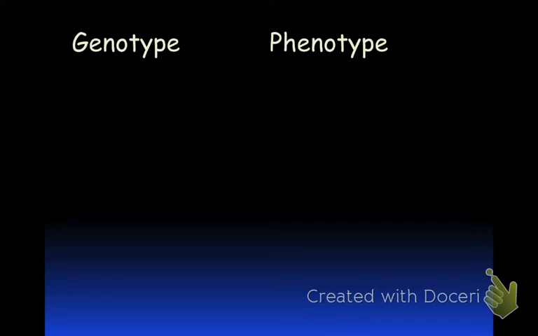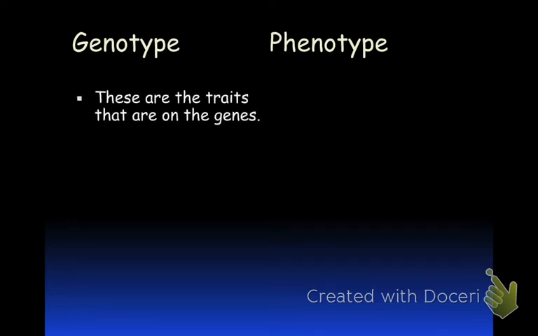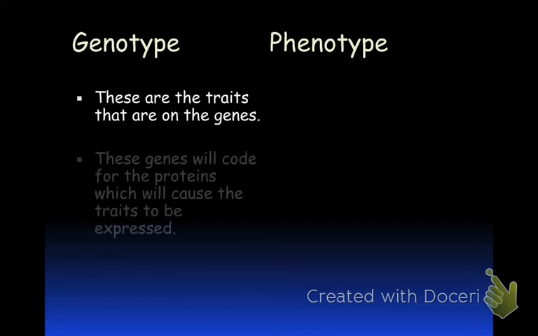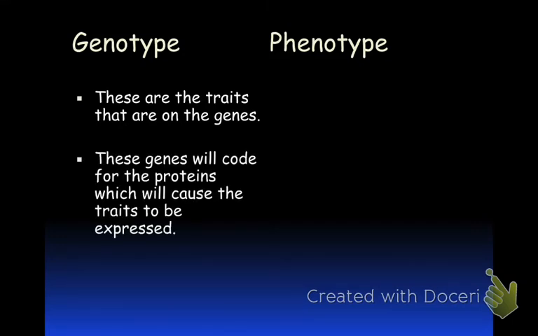Same thing with, are you a carrier of a certain type of disease? Again, you can't tell that by looking at the way the organism looks. You have to look at its genotype to figure that out. So genotype are the traits that are on the genes themselves. And those are the genes that are going to code for the proteins, which are going to cause those traits to be expressed. Now, how they're expressed determines if it's a genotype or a phenotype.